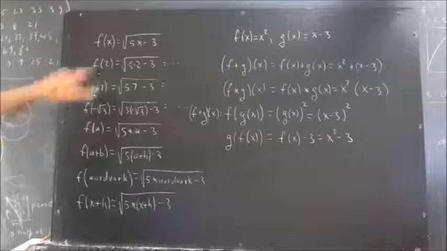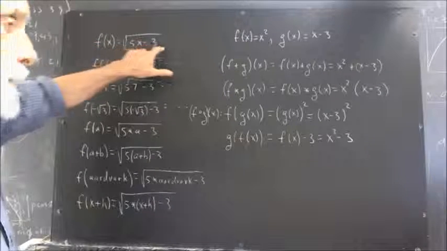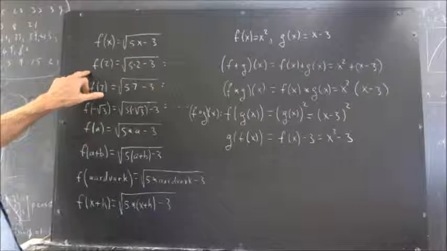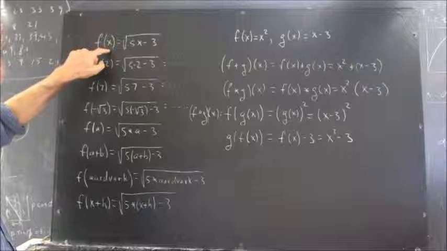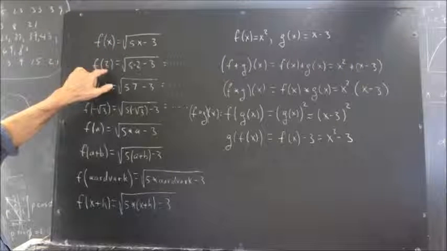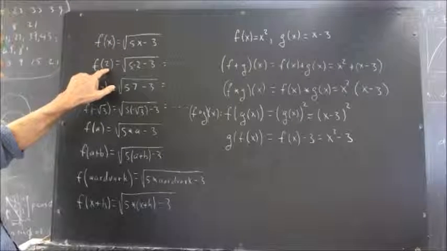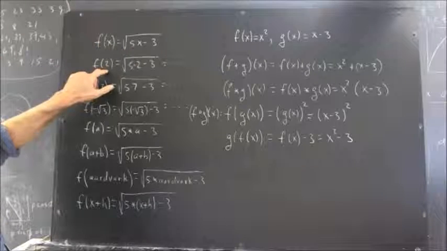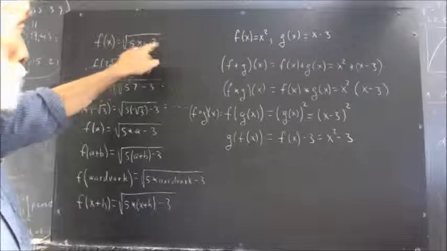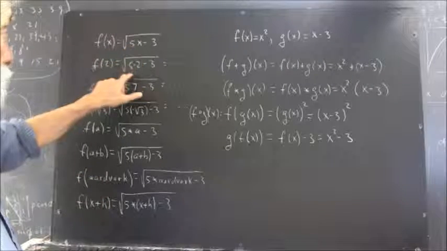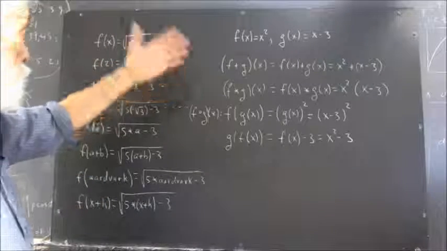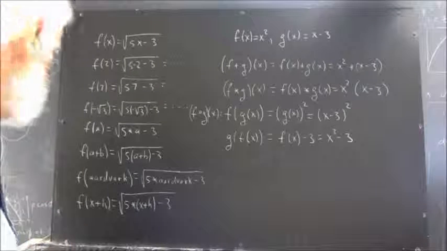Okay, we're given the function f of x equals the square root of 5x minus 3. We want to know what f of 2 is. Now, we have f of x. We've replaced x by 2 to get f of 2. Well, if we replace x by 2 here, we have to replace x by 2 over here. So we replace this x by 2, we get 5 times 2 minus 3, and that equals the square root of 7.